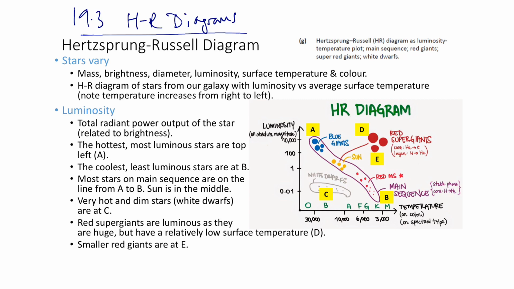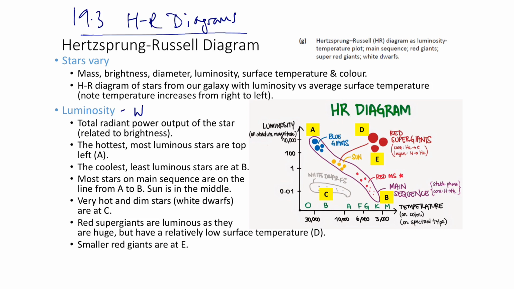Now, I've used the word luminosity. It is absolutely related to brightness, but that is not what it is. Luminosity, we talk about it in terms of power. So therefore, the unit of luminosity is the watt. Okay, it's the total radiant power.